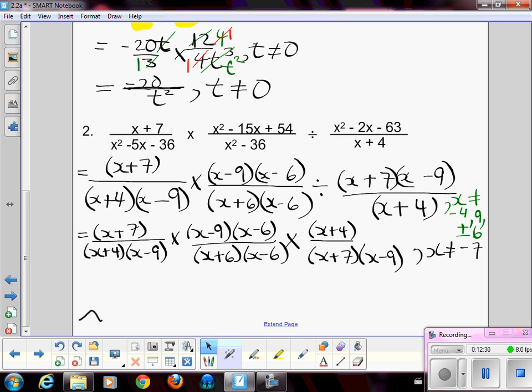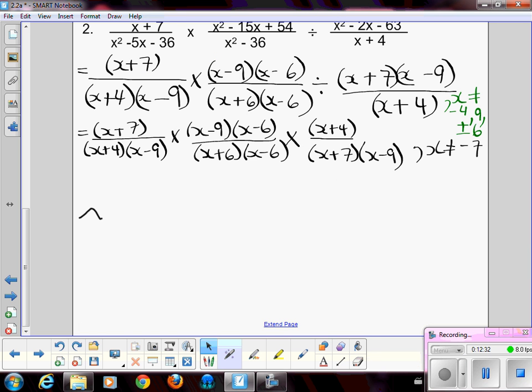So now we get to the fun part where we can actually start doing a whole lot of canceling. Although there are 3, I can go x plus 7, and I can get this x plus 7 from the denominator from the third rational expression. Okay, so now it's just a matter of keep going and canceling: x minus 6, x minus 6, x minus 9, x minus 9, x plus 4, x plus 4, and it looks like I'm done.